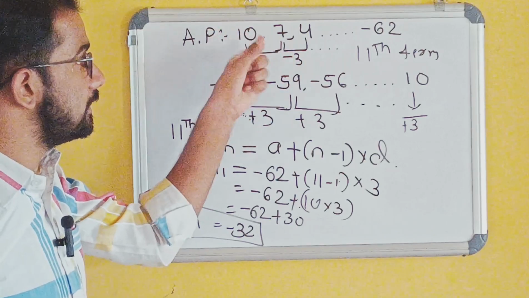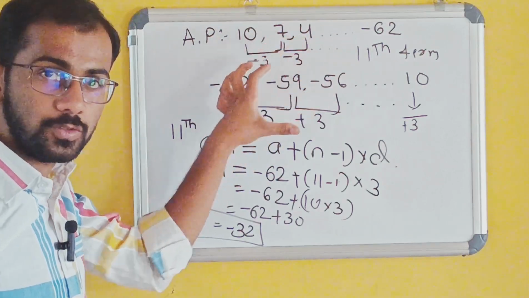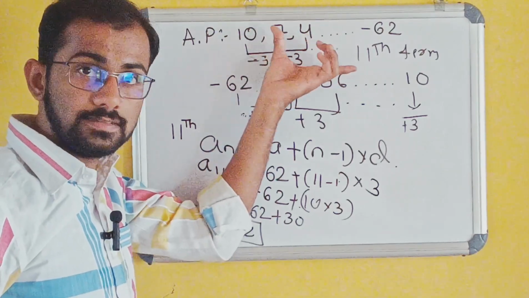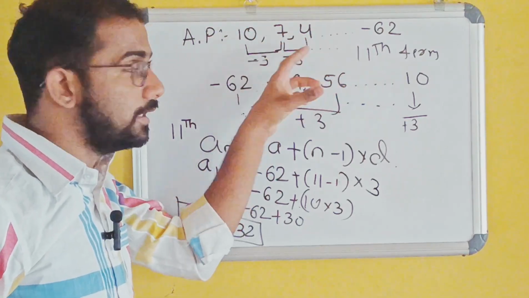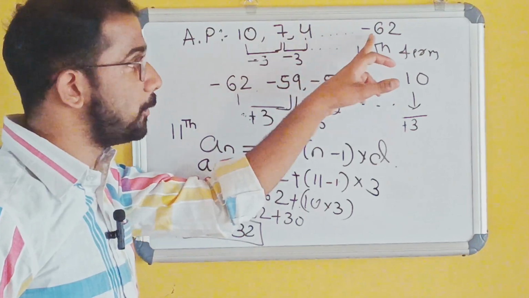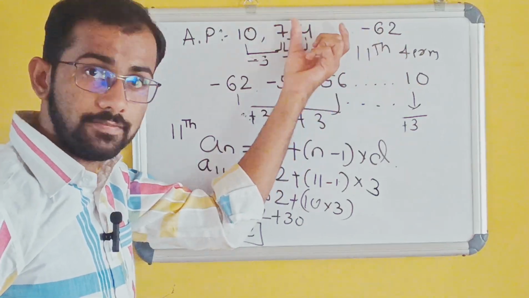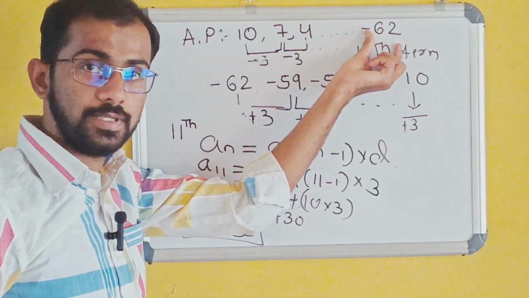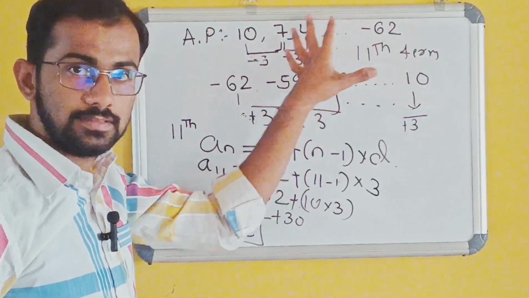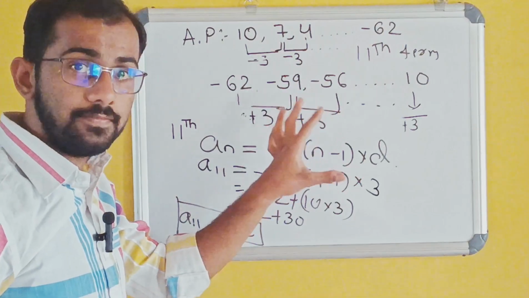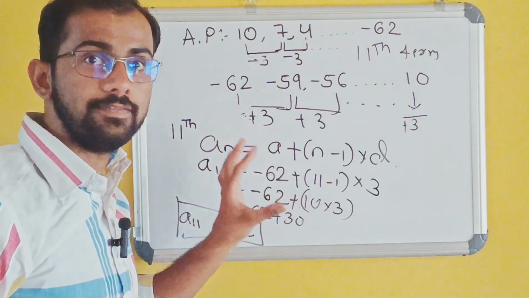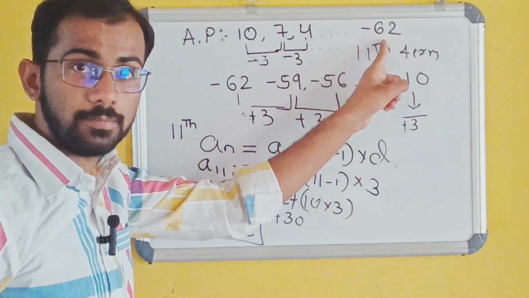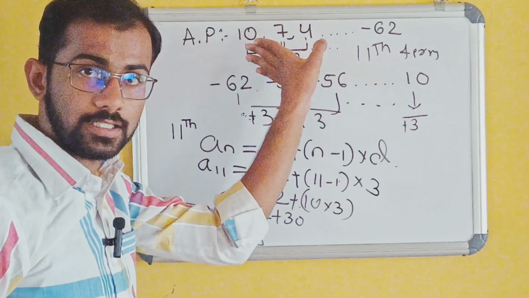First, this is the question given. I will explain this once again. The question is 10, 7, 4 up to minus 62. In the given question, the first term is 10 and the last term is minus 62. But we need to calculate the 11th term from the last term, which means counting towards the first term.